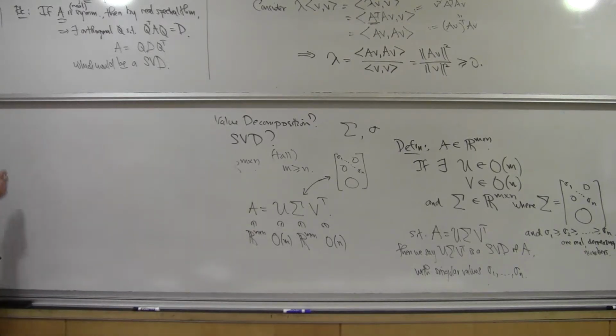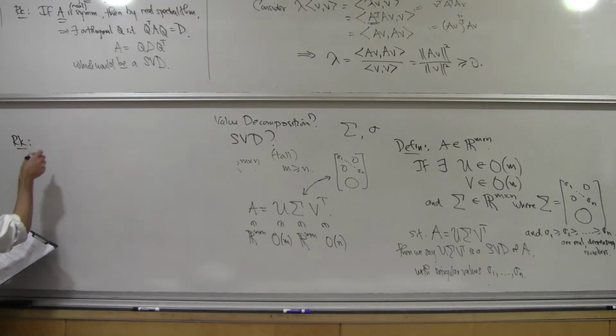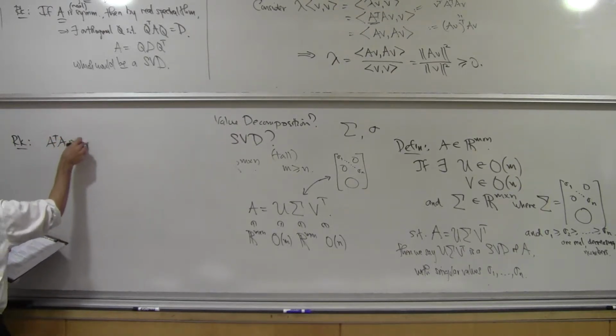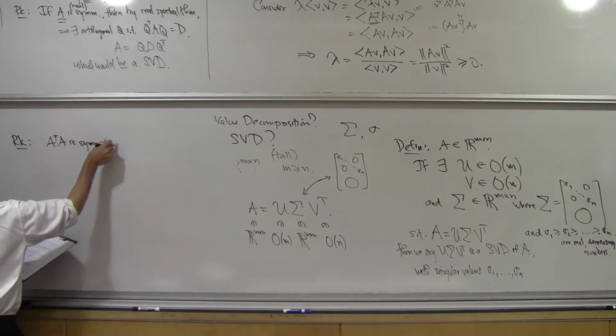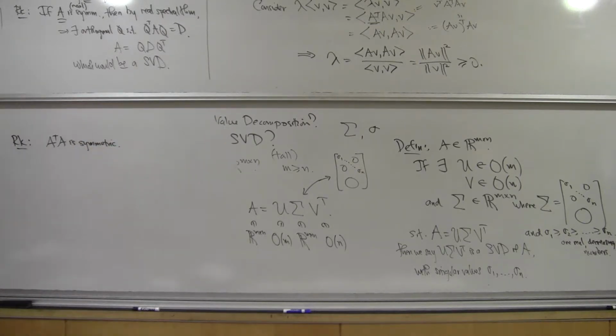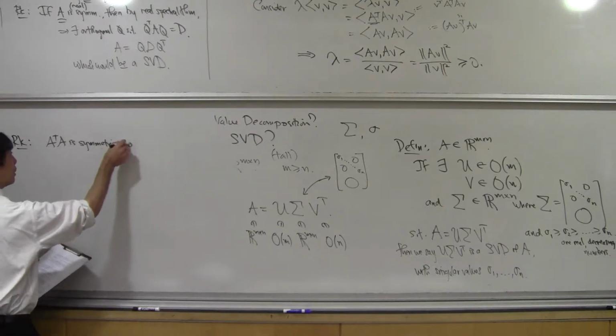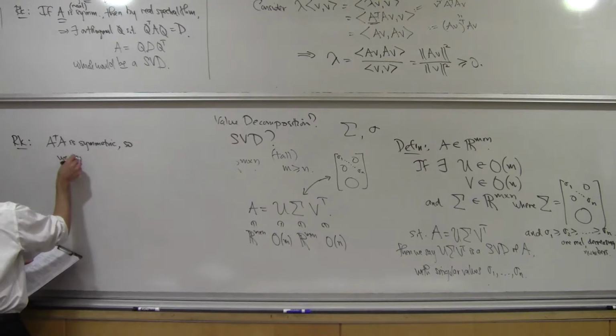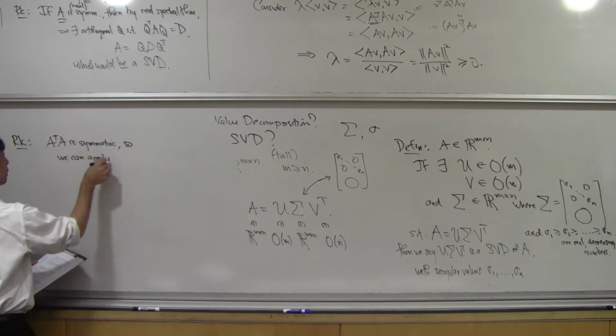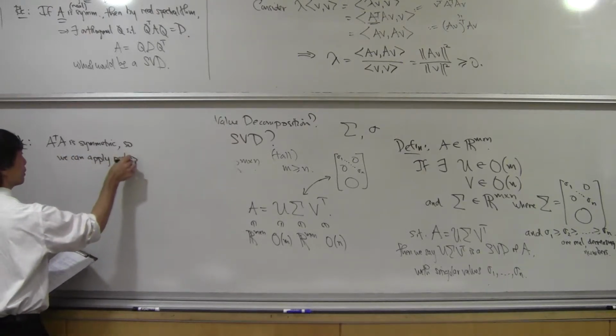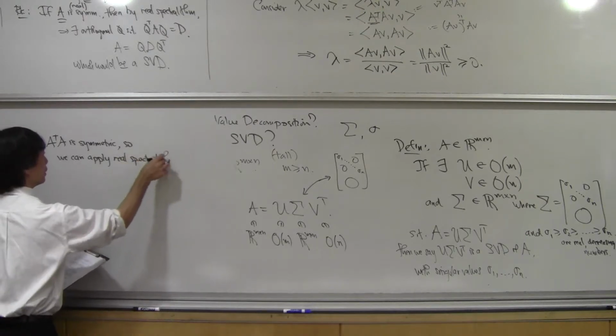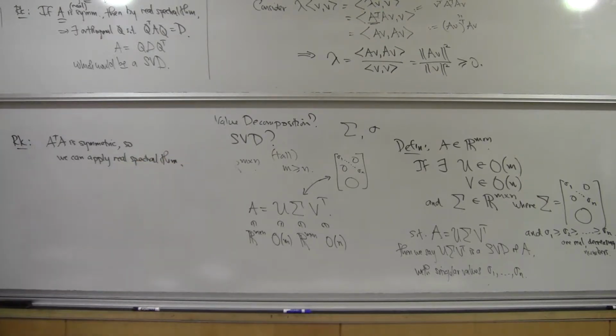Okay, remark number 2. Now, ATA is symmetric. Right? That's clear. We already said that. ATA is symmetric. So we can apply the real spectral theorem to it.